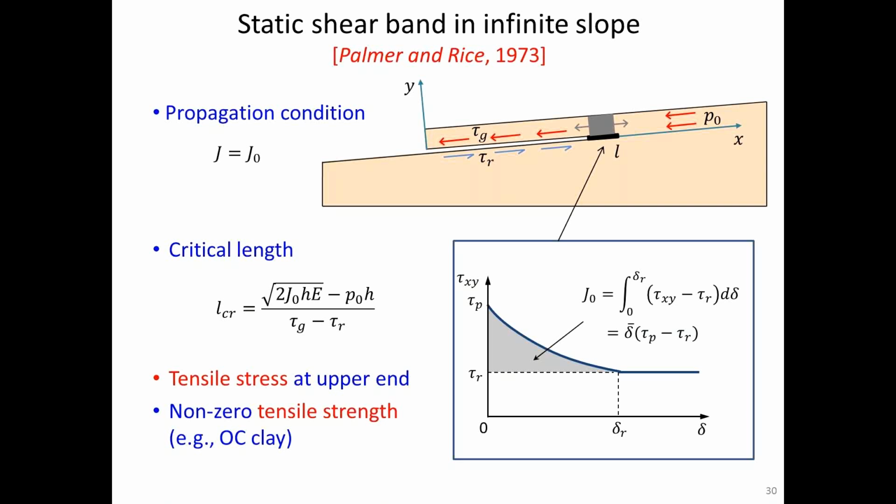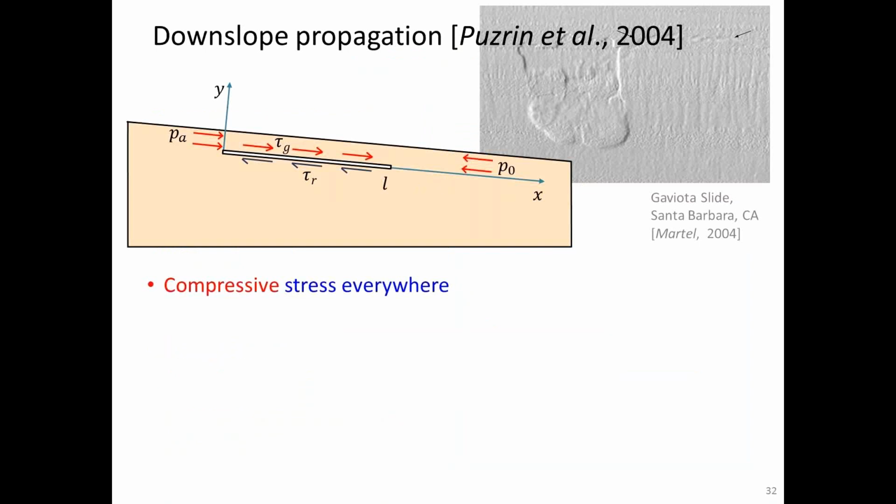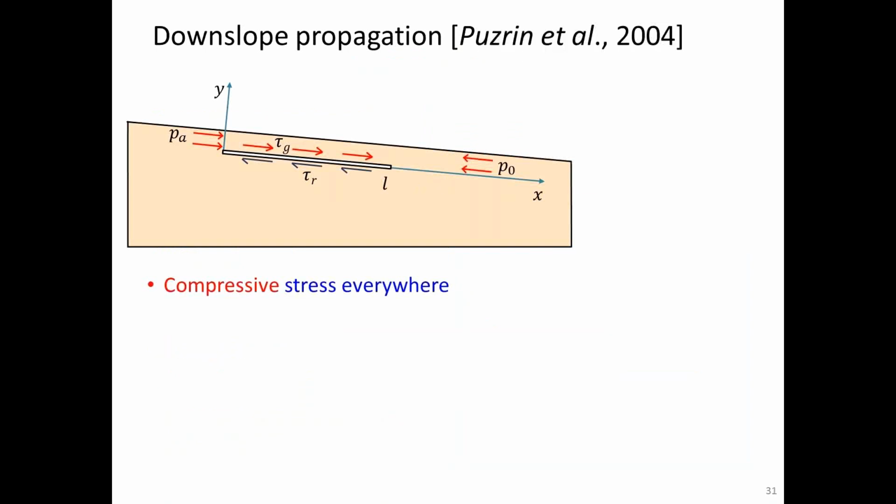So that means, if you want to have this upslope propagation of the shear band, we should have certain tensile strength, which is not pretty common in the submarine landslide condition, especially saturated condition. In fact, this Palmer and Rice model was developed for the over-consolidated clay, which has some non-zero tensile strength. But this is not really applicable for the submarine landslide condition.